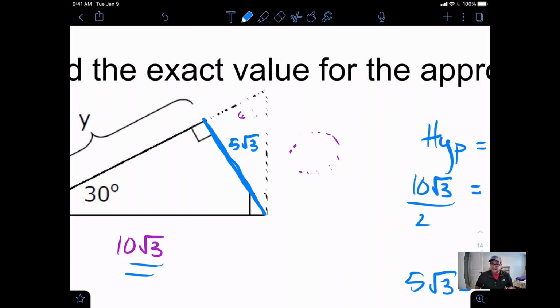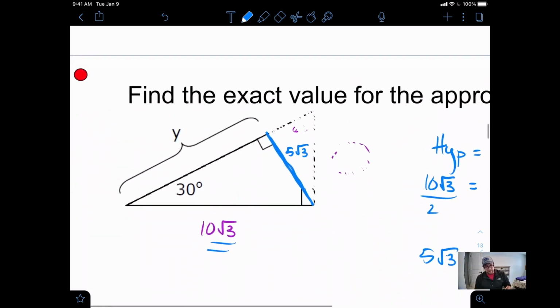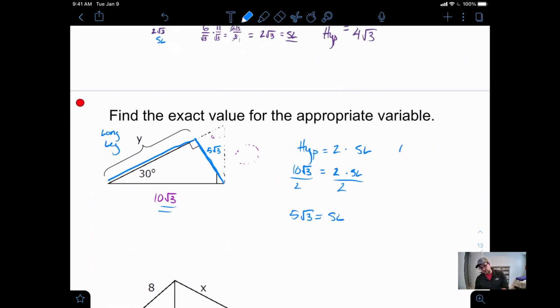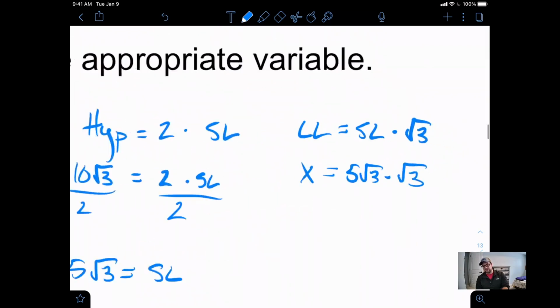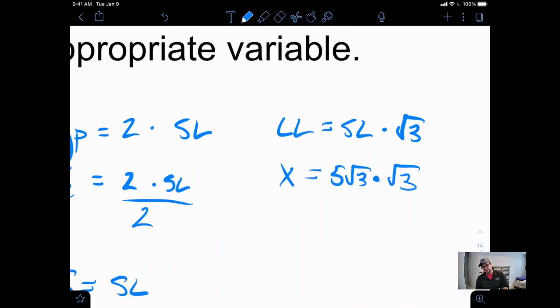Now, the last part of this involves finding the long leg. Since this y is representative of our long leg, what we need to do is use our long leg formula. Our long leg is equal to our short leg times the square root of 3. Since we don't know our long leg, we can give it a variable name of x. Our short leg, though, is 5 square roots of 3. So 5 square roots of 3 times the square root of 3 should be equal to x.